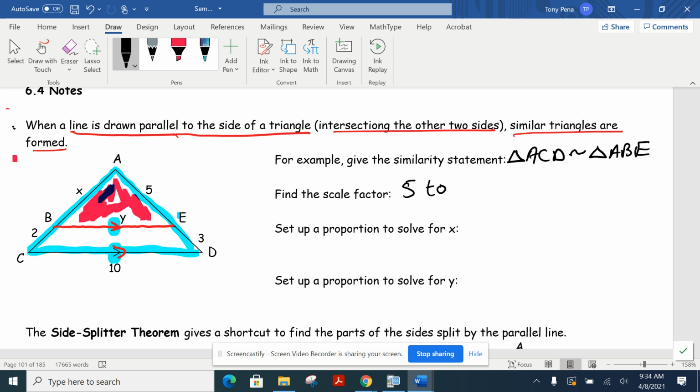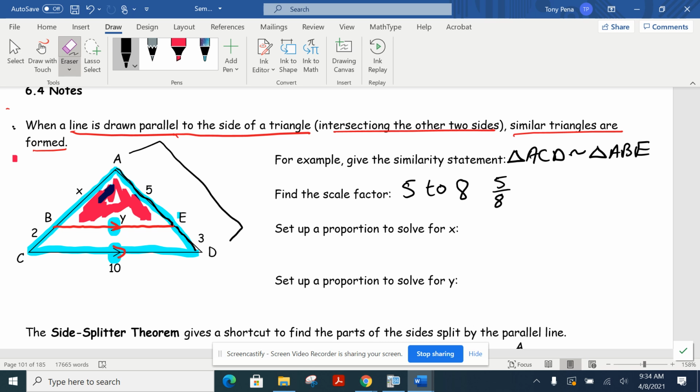All right, so this is kind of what Cam and I went back and forth with yesterday. How can we figure out the length of A to D? Well, from A to E is 5, and then from E to D is 3. So if I want this entire length, wouldn't that entire length then be 8? So our scale factor is 5 to 8 if we go small to big.